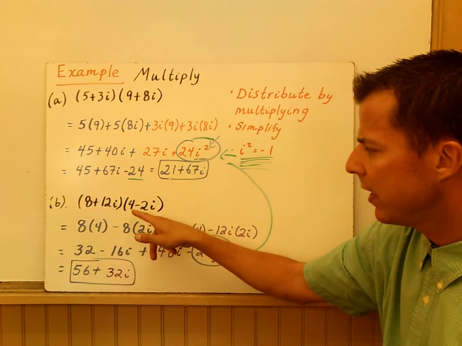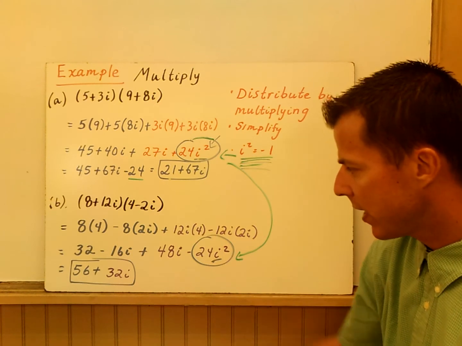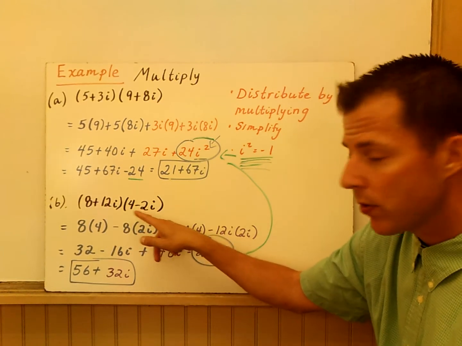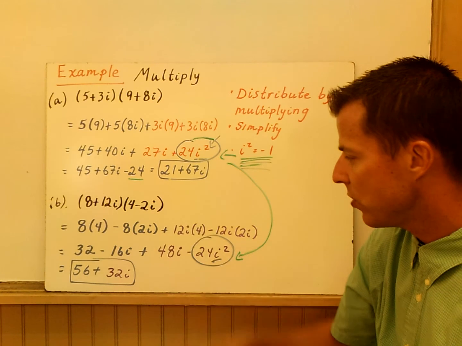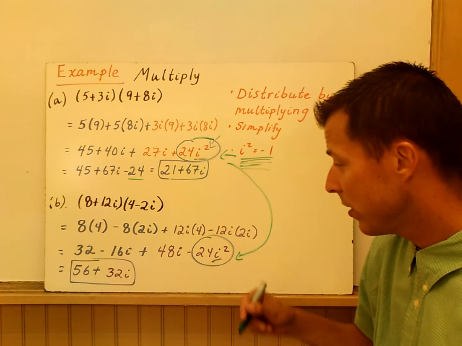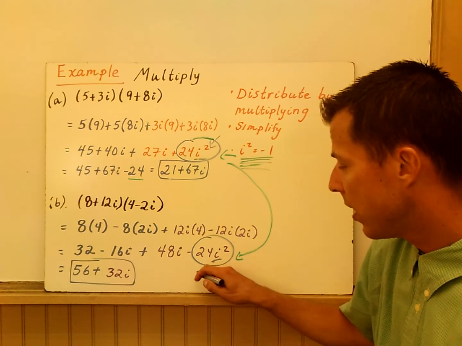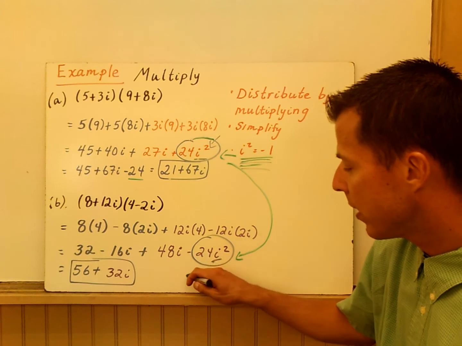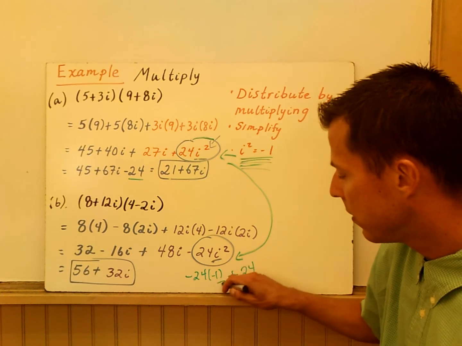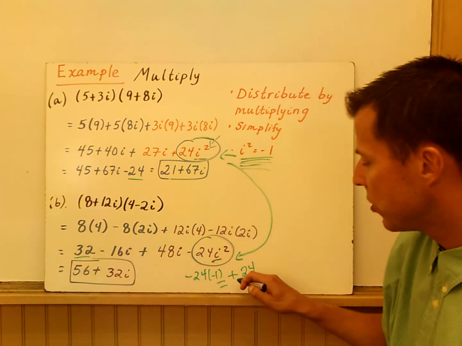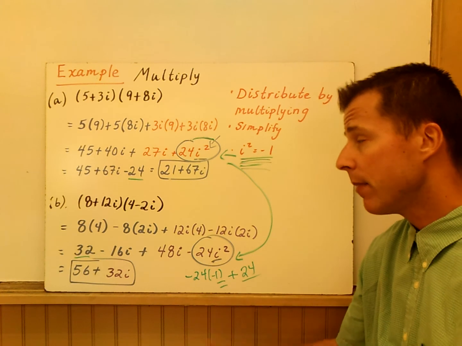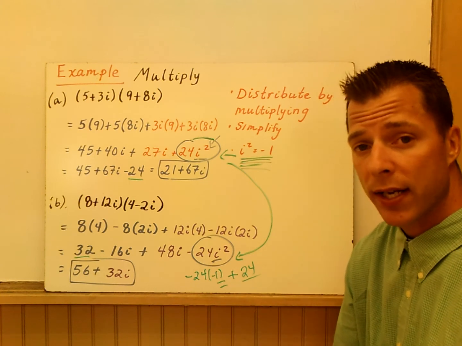Now, 8 plus 12i times 4 minus 2i. Again, distribute or FOIL, and there's my 4 terms. 8 times 4, 8 times minus 2i, 12i times 4, 12i times that minus 2i. Again, the minus 24i squared becomes minus 24 times -1, which is positive 24, and that's where we get the 56. 32 and 24 make 56. So that's combining, adding, subtracting, and multiplying complex numbers.